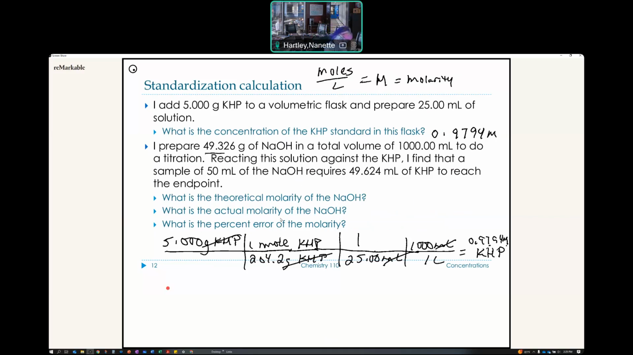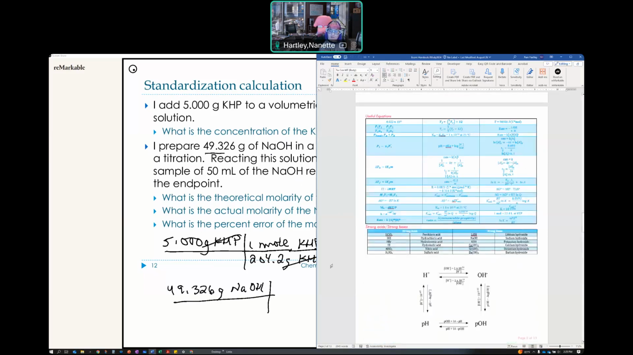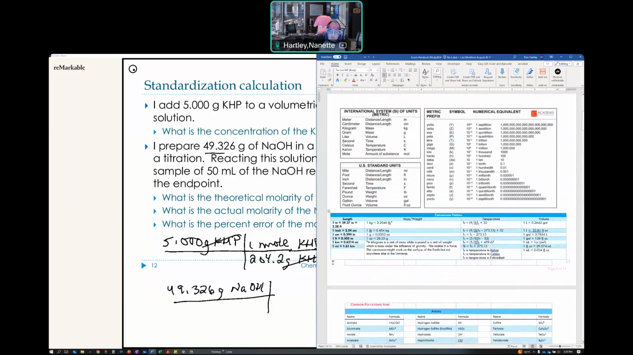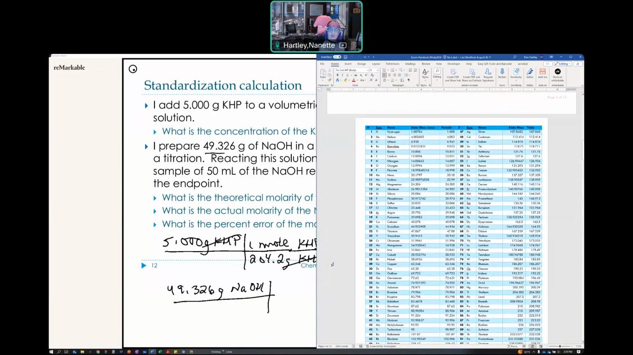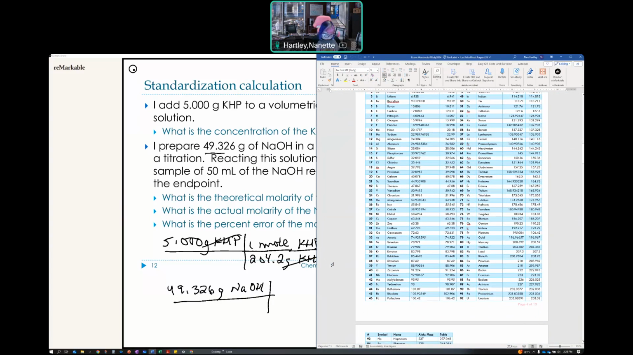So I have 49.326 grams of NaOH. I should convert that to moles. And in order for me to do that, I need to look at the molecular weight of NaOH. So I'm going to scroll up and look at the mass. I'm actually going to pull up this table right here. And I find my sodium is 22 point, somewhere around there, 22.99.